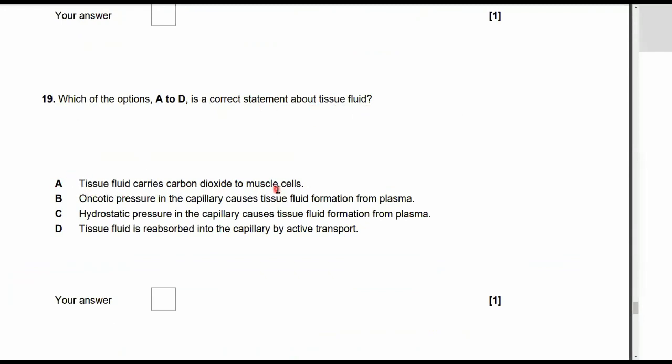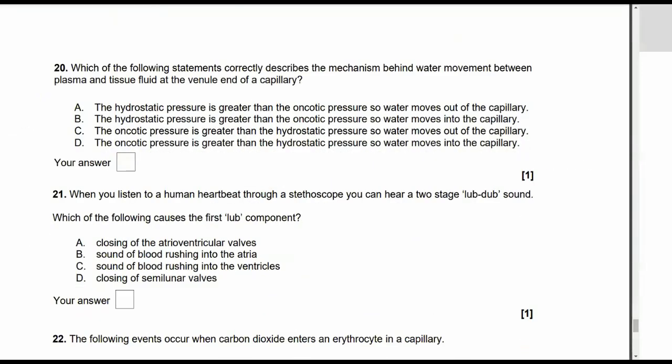19. Which of the options A to D is the correct statement about tissue fluid? Tissue fluid carries carbon dioxide to muscles. Nope. Oncotic pressure in the capillary causes tissue fluid formation from the plasma. Hydrostatic pressure in the capillary causes tissue fluid formation from the plasma. And yeah, it's C. Purely because, remember, at the arterial end, the hydrostatic pressure is greater than the oncotic pressure. So small molecules like water, glucose, ions are forced out of the capillary, forming tissue fluid.